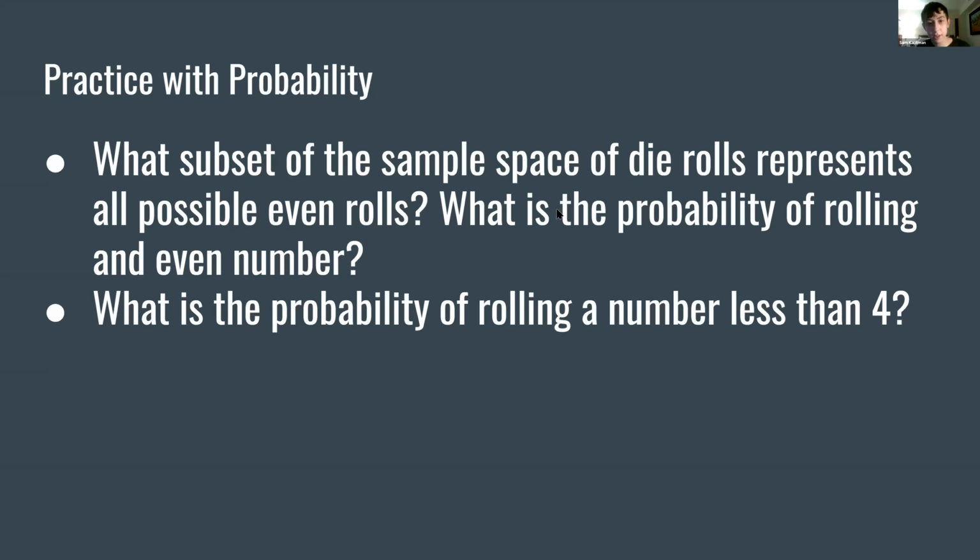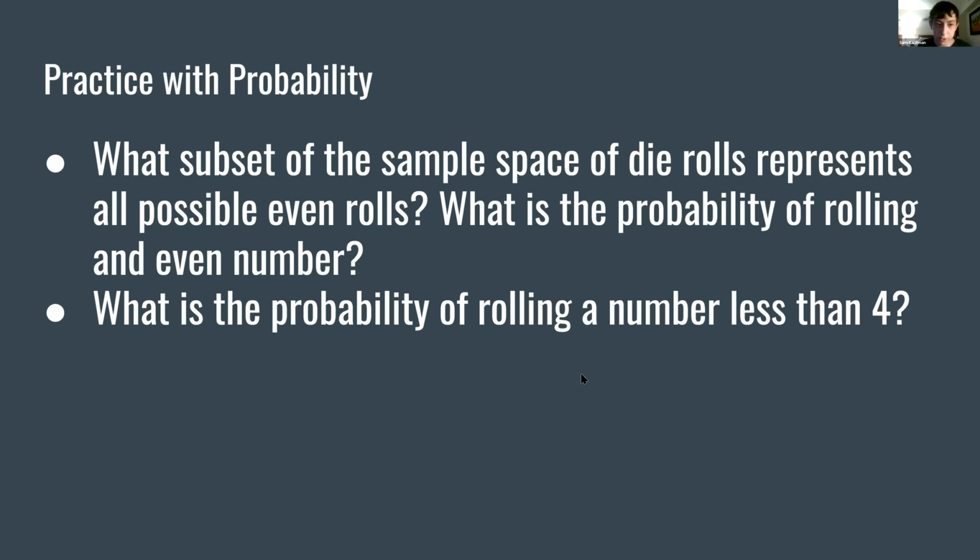Andy says that the set of even rolls is going to be 2, 4, and 6. That has 3 elements, and the sample space has 1, 2, 3, 4, 5, 6 elements. So 3 divided by 6 is 1/2. So the answer is 1/2.